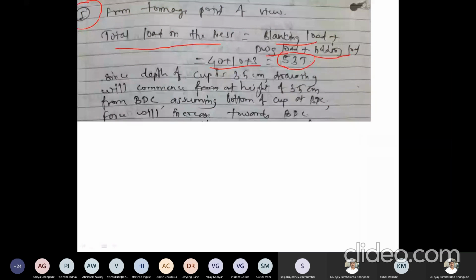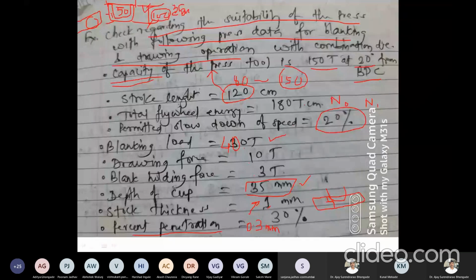So the capacity of the press to develop force must be more than 53 tons. Only then, if we are using some combination die at a single point of time, it must be able to release more than this force, right? The depth of the cup is not 35 centimeter, it is 3.5 centimeter, 35 mm. Okay, so 35 mm.